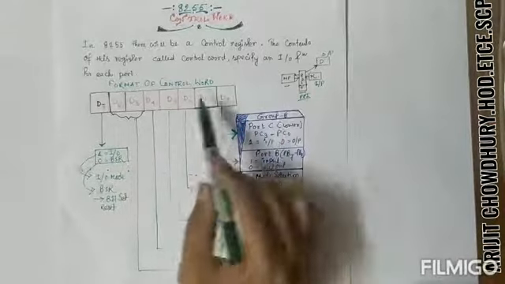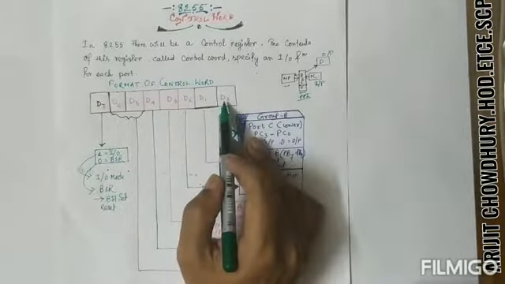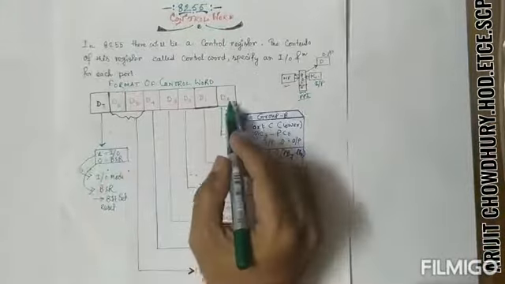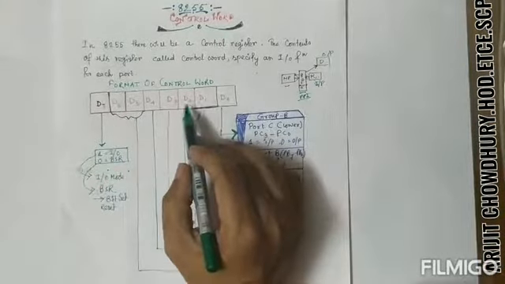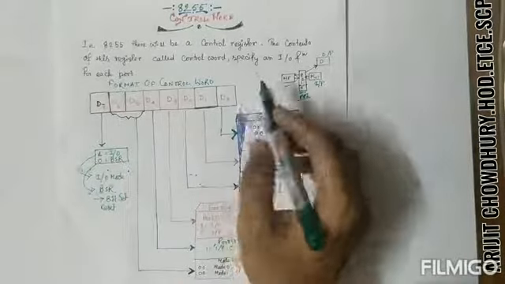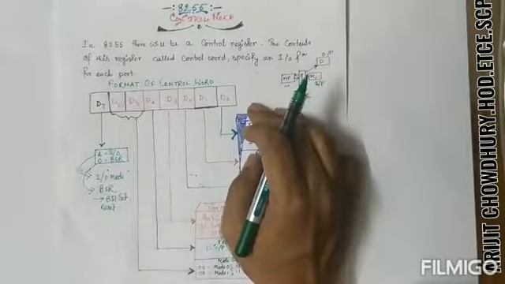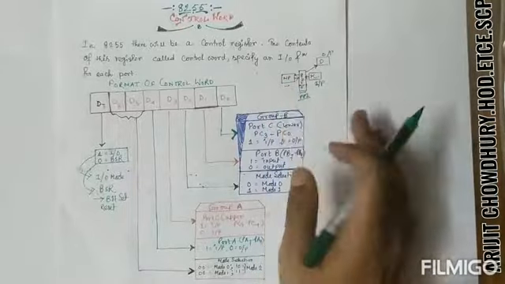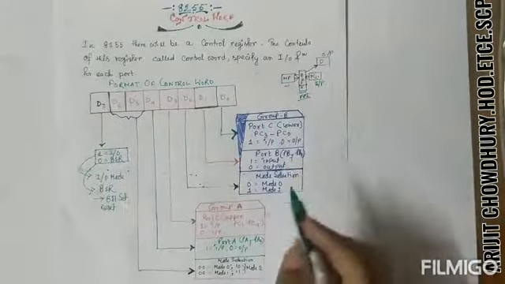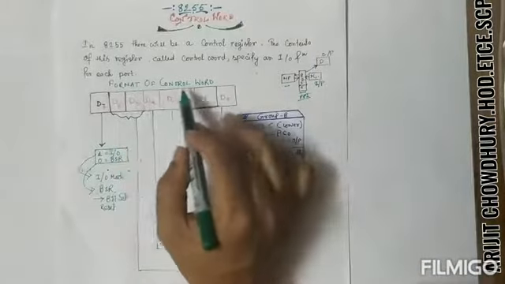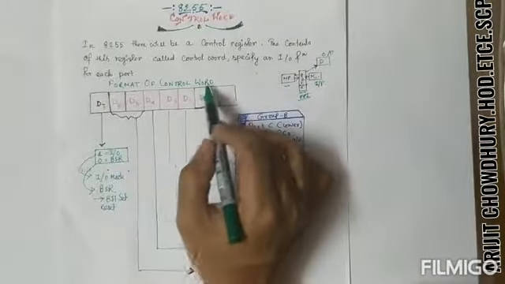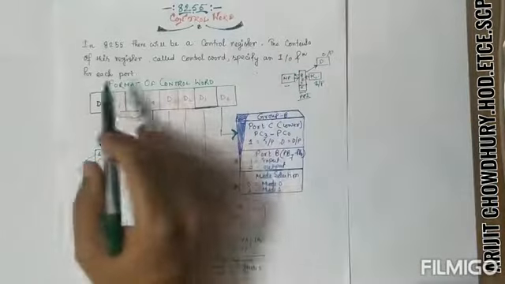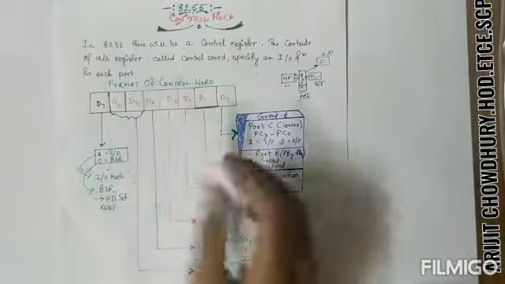The control word is an 8-bit register, D0 to D7. These are the bits D0, D1, D2, D3. Bit means binary digit, which is either 0 or 1. This is the format of the control word. The control word specifies the input output function for each port.